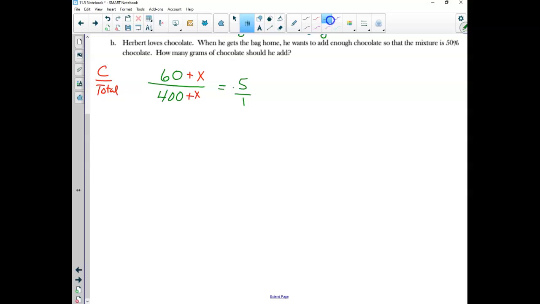So as I come across here, I'm going to take my 0.5 times 400. So really I have 400 plus x times 0.5 equals my 60 plus x, technically times 1, right? So this is going to give me 200 plus 0.5x equals 60 plus x. Solving equations, I'm getting everything on one side. And this is going to give me 140 equals 0.5x.